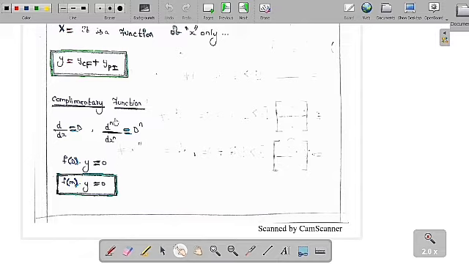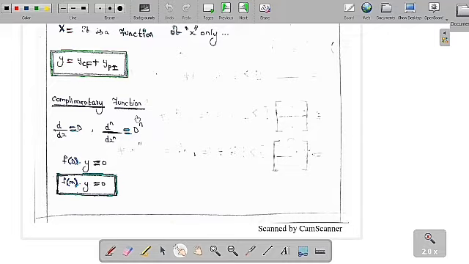Now, how to find the complementary function? The output of the complementary function means the input is 0. So now I am going to replace d/dx by capital D. Therefore (d/dx)^n will become D^n.